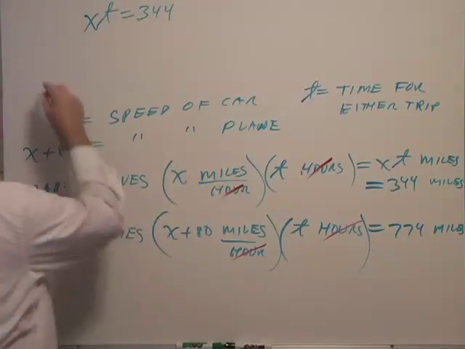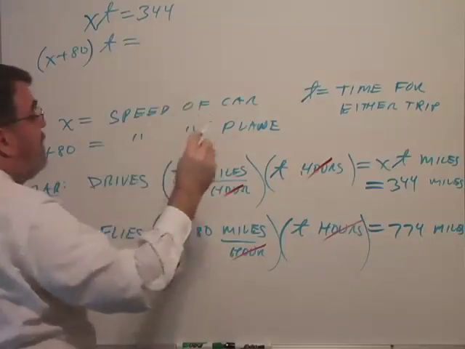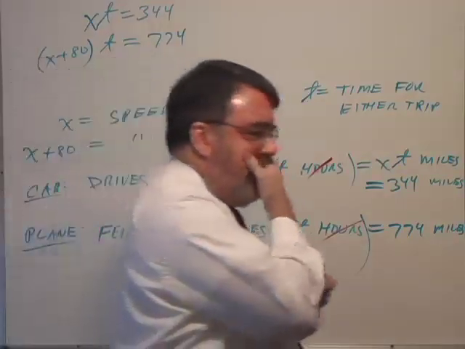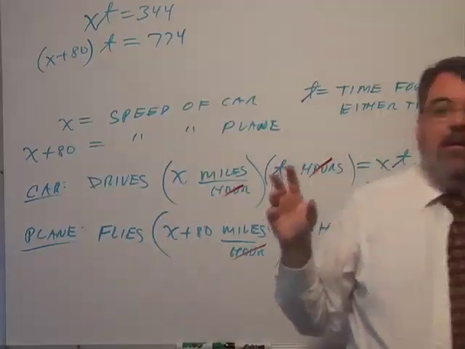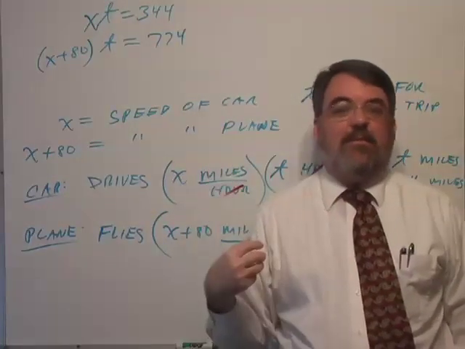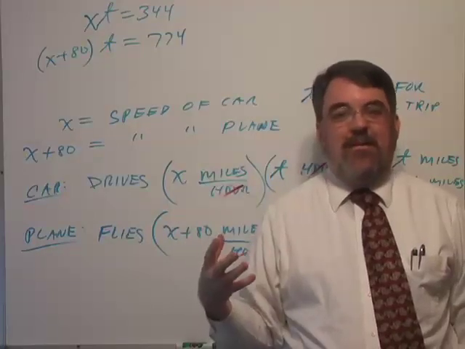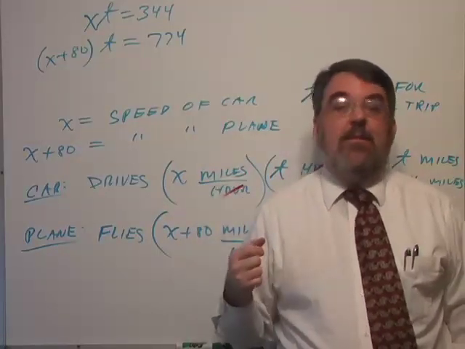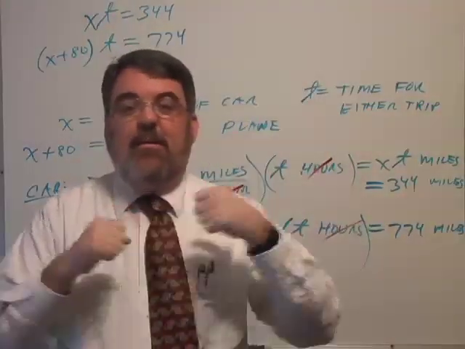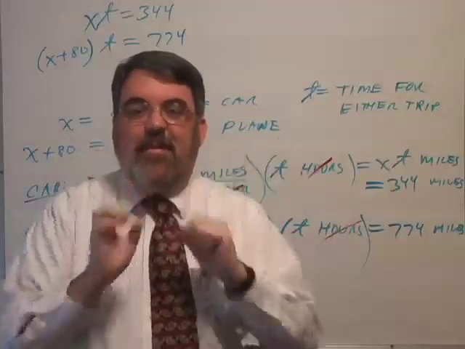And then we have x plus 80 times t equals 774. So now this time I ended up with two equations with two unknowns. In the previous video problem I did, we ended up with one equation with one unknown. The difference is that in the previous problem, the distances were equal, and so we really eliminated the distance variable by setting those equal.